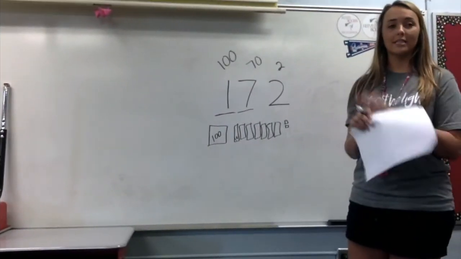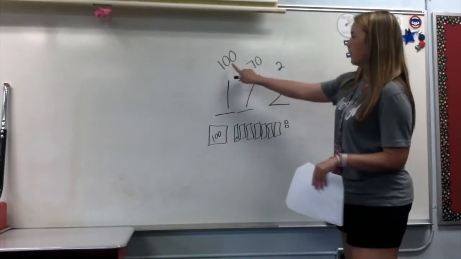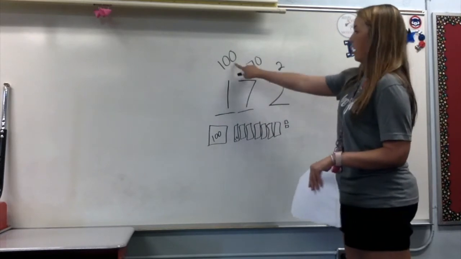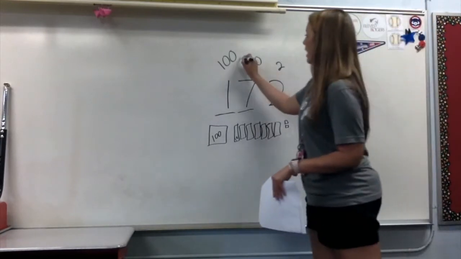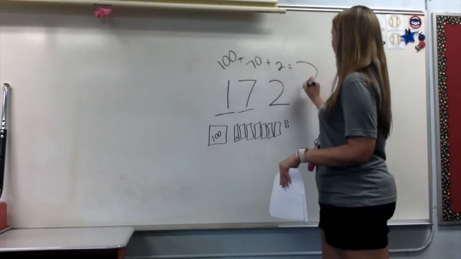And the last thing we're going to do is expand it. And when we expand it, it's just how we did up here. The hundreds place, we have 100 of them. In the tens place, we have 70. And in the ones place, we have 2. And when you add them all together, you get 172.